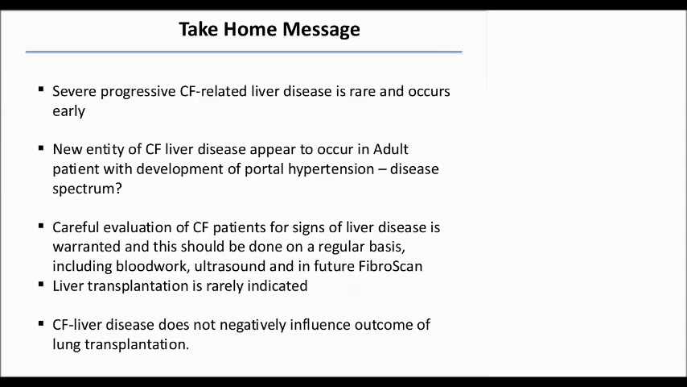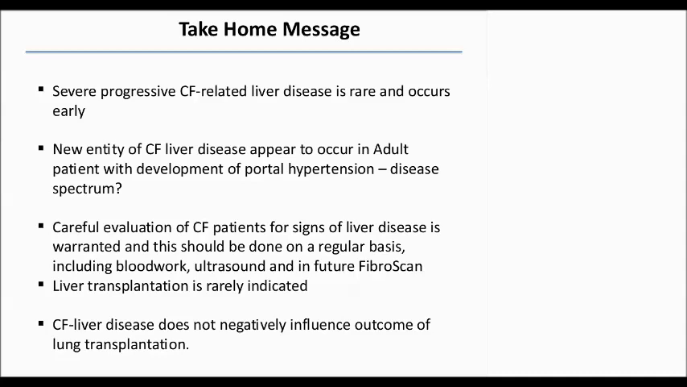There's a new entity of CF liver disease that appears to occur in adult patients with the development of portal hypertension. And the question then is, is that really a new disease entity, or could that be a disease spectrum where early on these children that develop severe liver disease may have just more of that same kind of risk factor earlier on than these adult patients later on. So that would be interesting to follow.